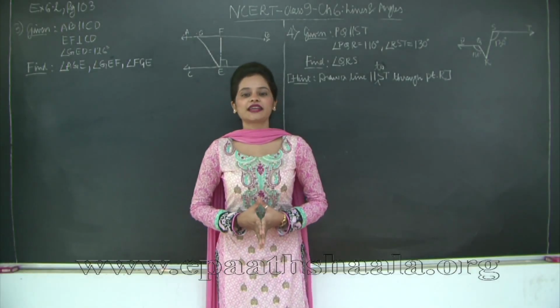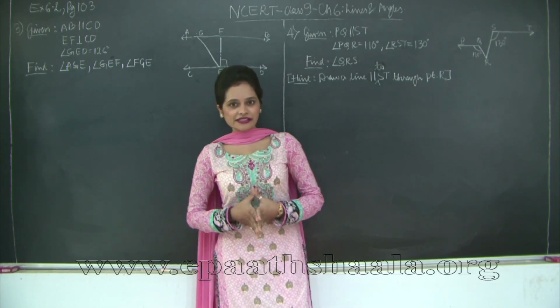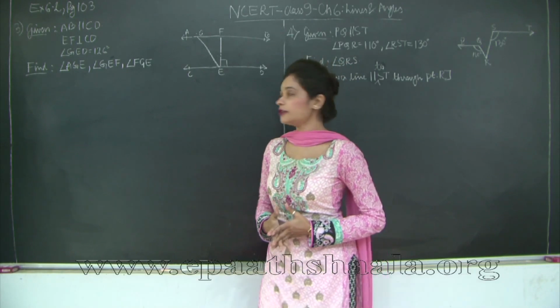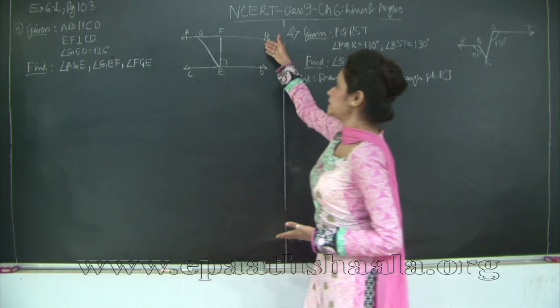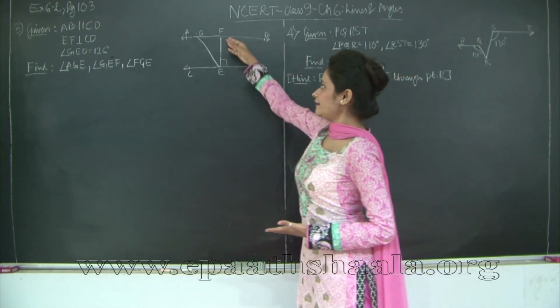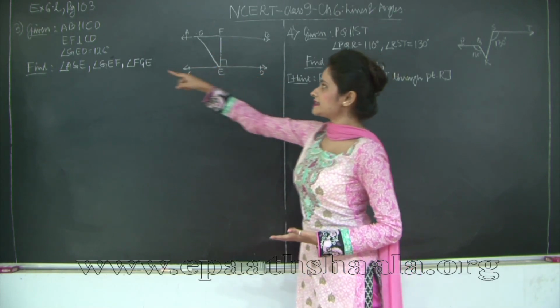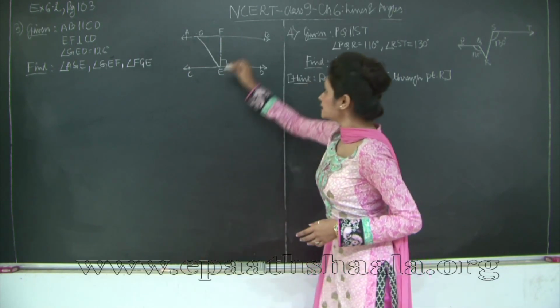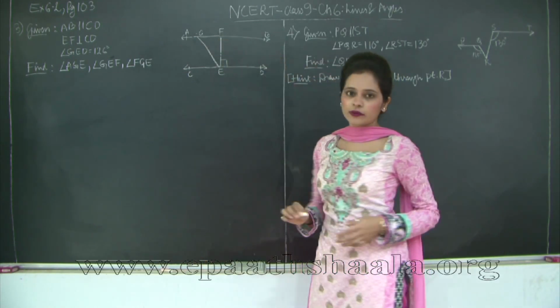Students, let us continue with exercise 6.2. In the previous class we completed the first two questions. So let us look at the third question now. We've been given that lines AB and CD are parallel and EF is perpendicular to CD and this angle GED is 126 degrees. So if you notice here, this angle GED is 126 degrees.